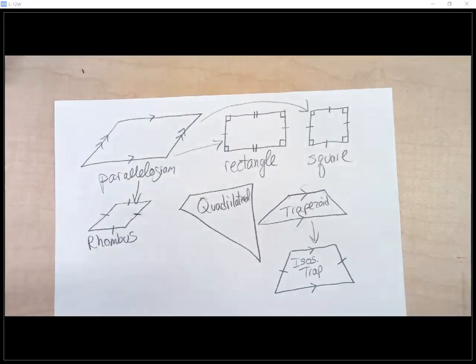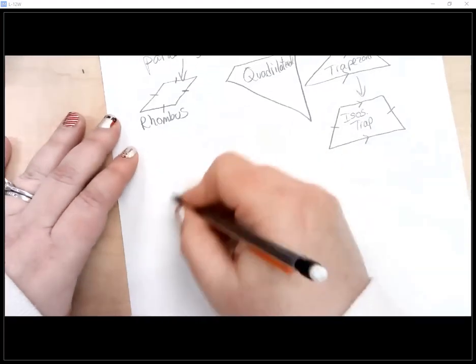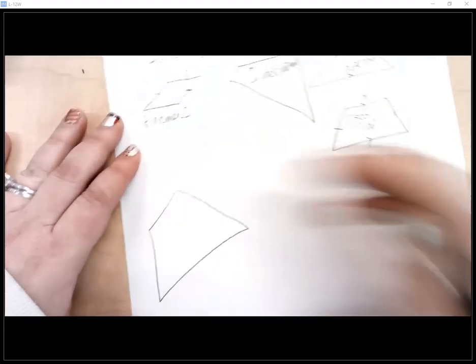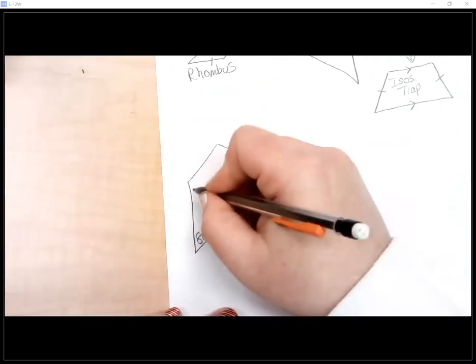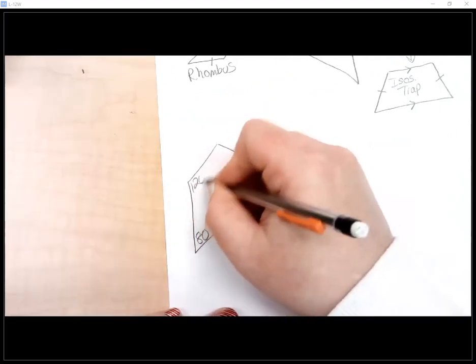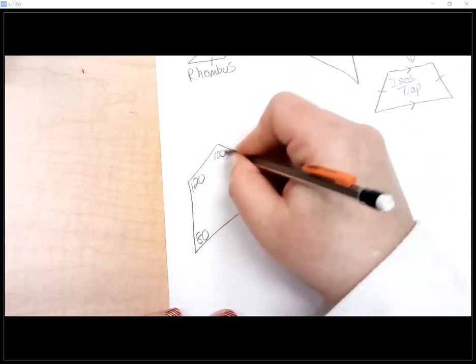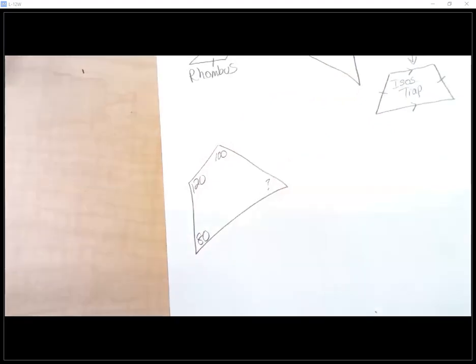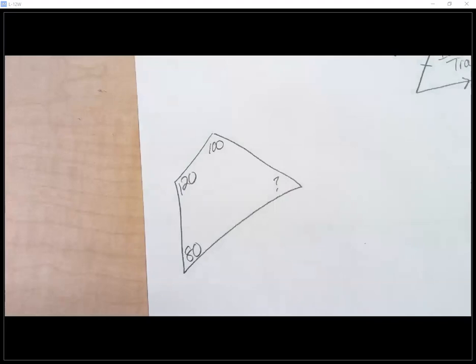Your second page is gonna have a couple of things. If I give you something like this and I say this is 80, this is 120, this is, I don't know, 100, what's this? Could you do that? They all add to 360, right? So, all right, that's easy enough.